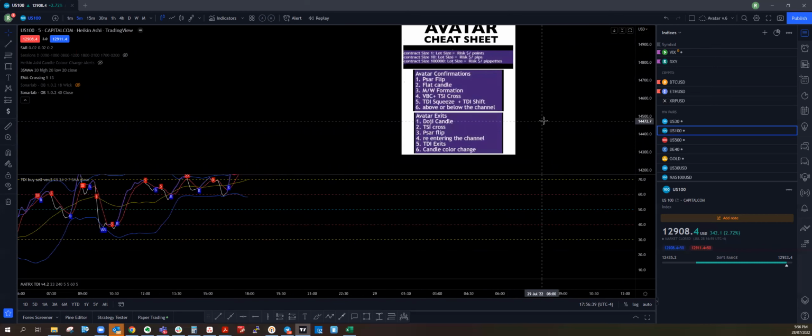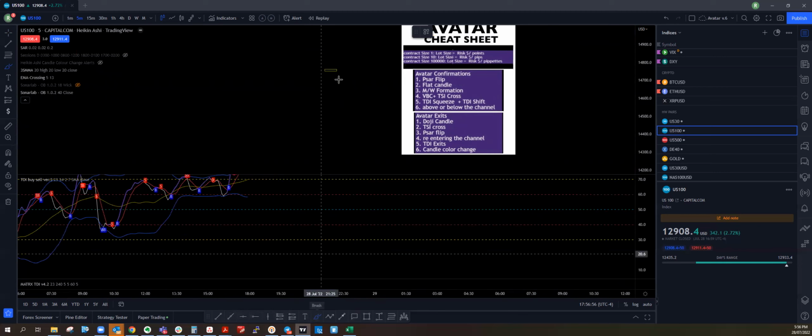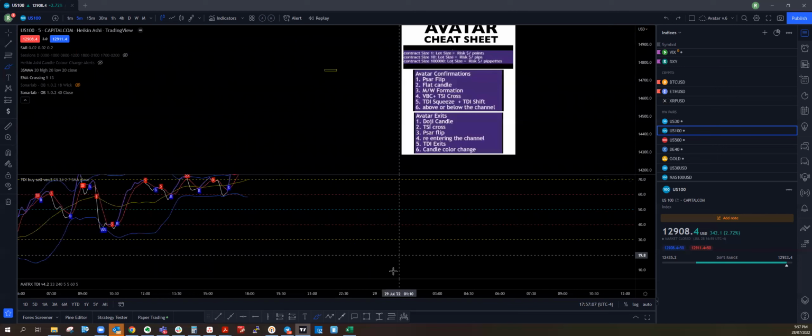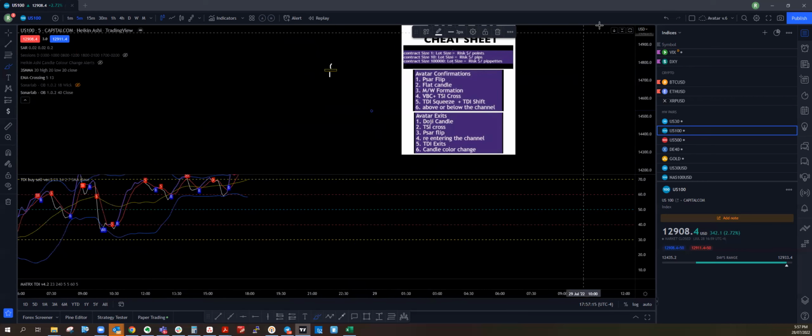So our exits are the doji candle. You're talking about a really skinny candle with a wick on both sides, like that. That's a doji candle, and that is where you want to get out.